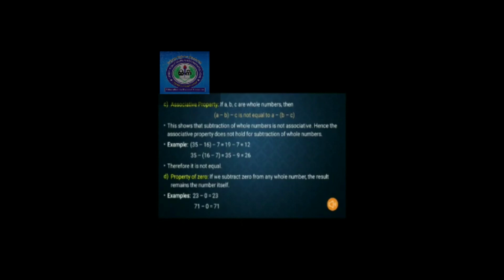Now let's discuss the next property of 0. If we subtract 0 from any whole number, the result remains the number itself. For example, 23 minus 0 equals 23, 71 minus 0 equals 71.